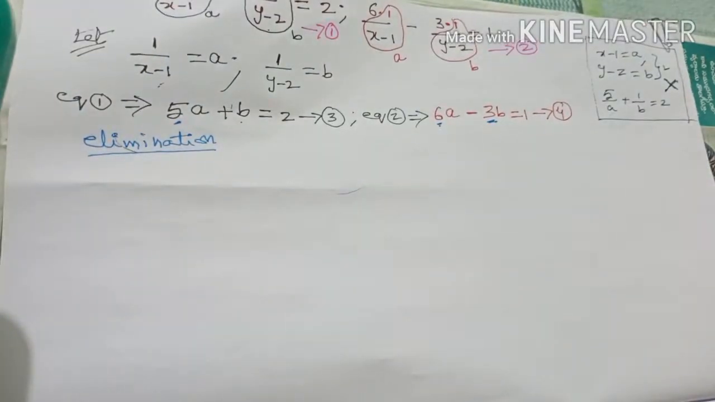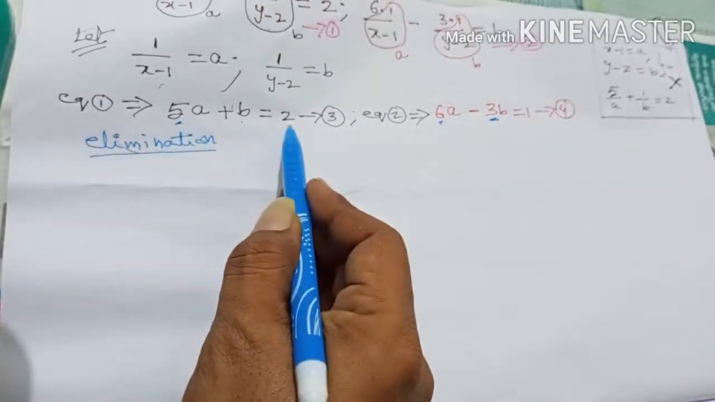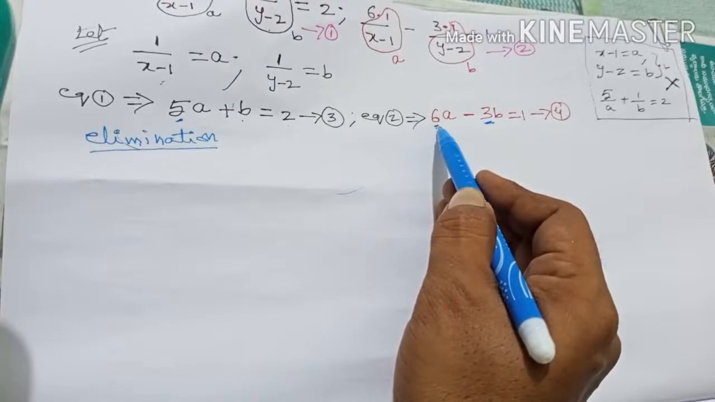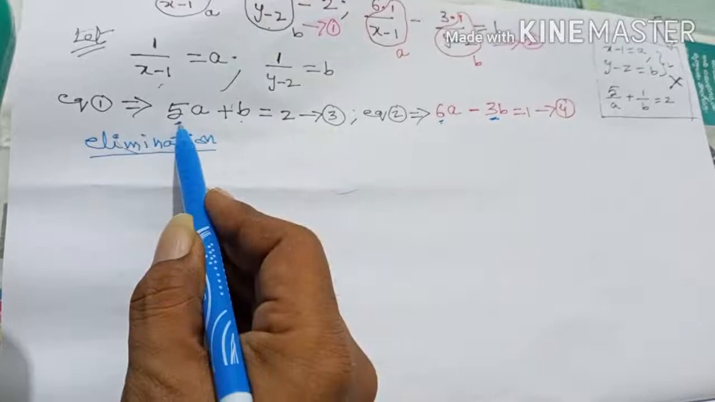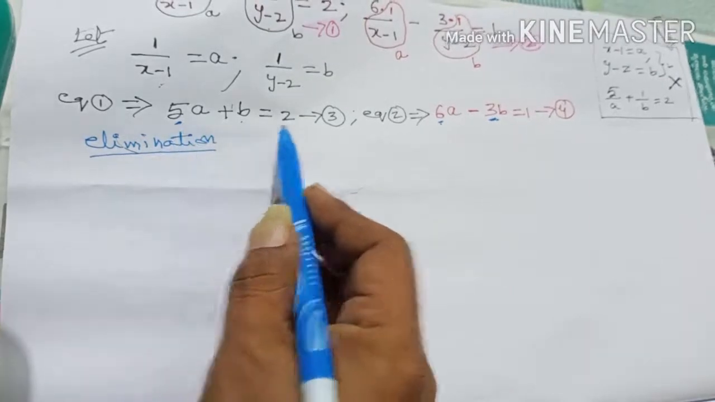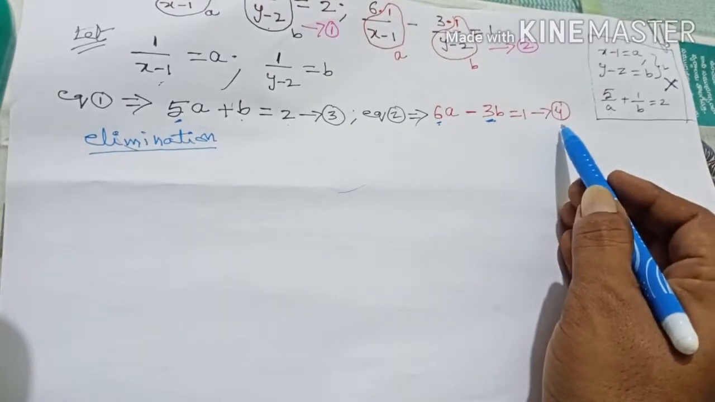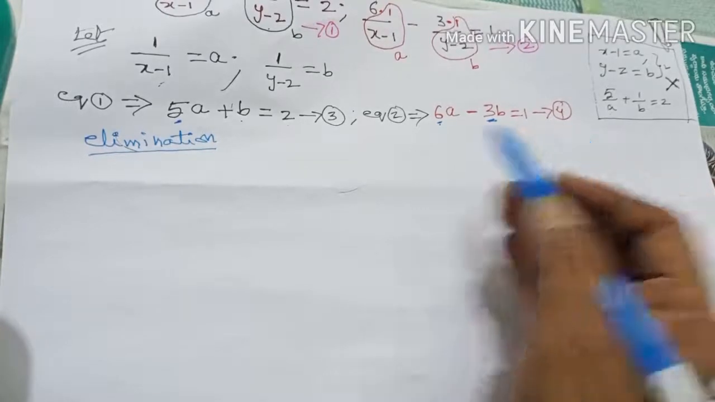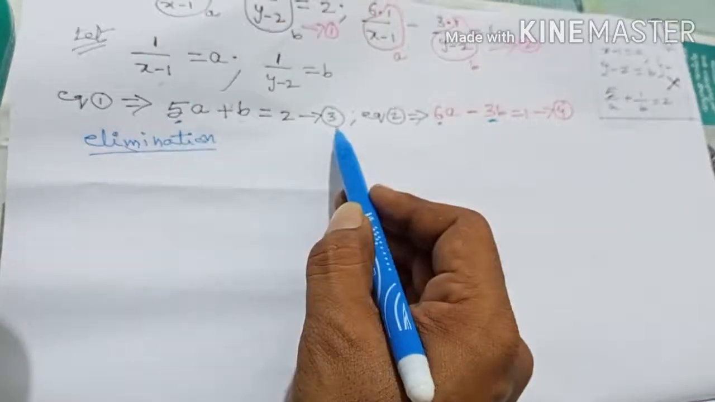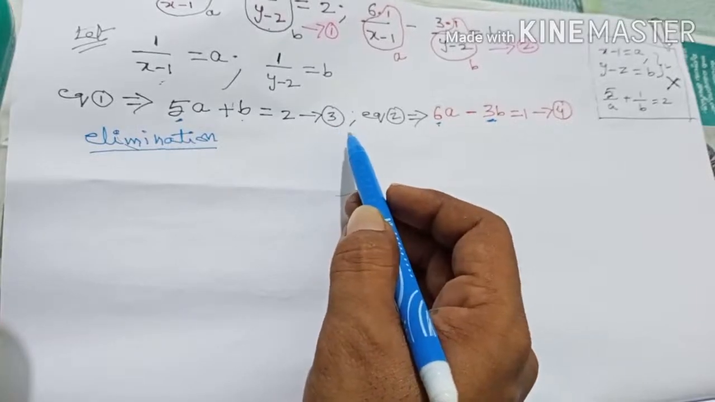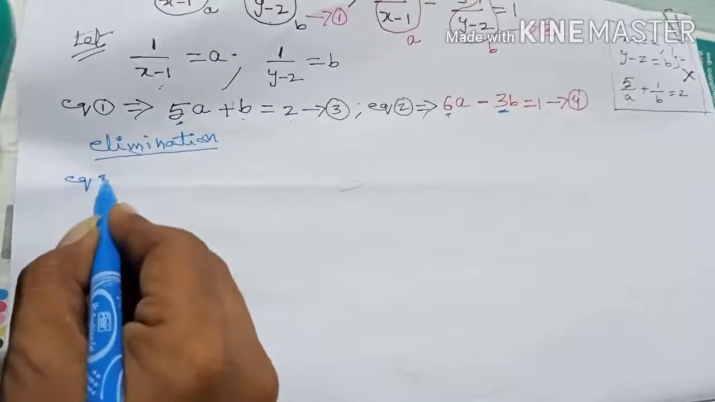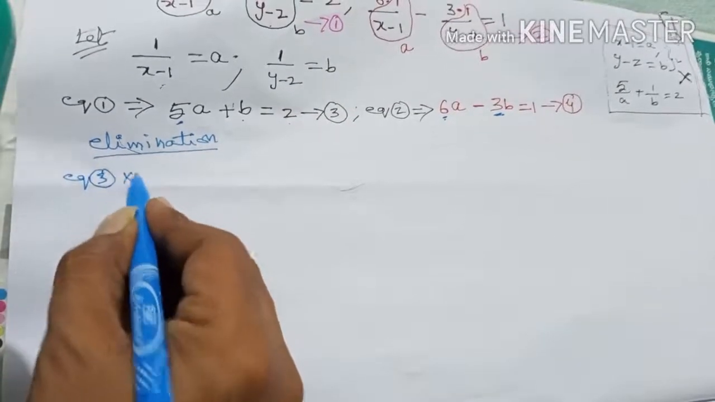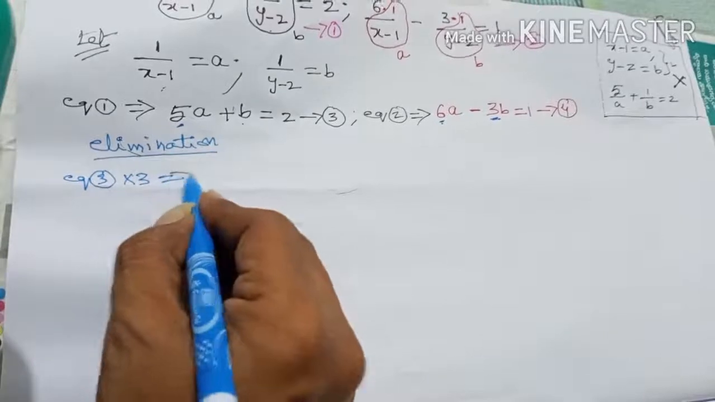If not like that, if you would like to eliminate a, this whole equation is multiplied by 6, and then this whole equation is multiplied by 5. That means you have to multiply both equations to eliminate a. But if you eliminate b, equation 3 should be multiplied by 3. That's enough. So I have to multiply equation 3 by 3. Okay, then what happens?